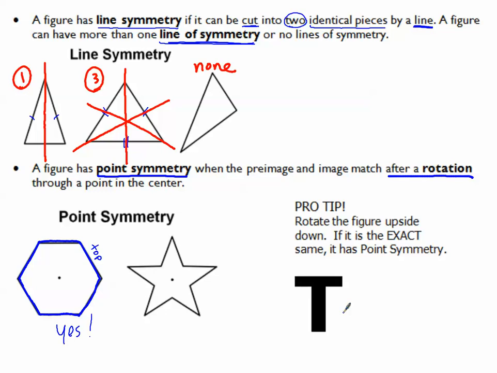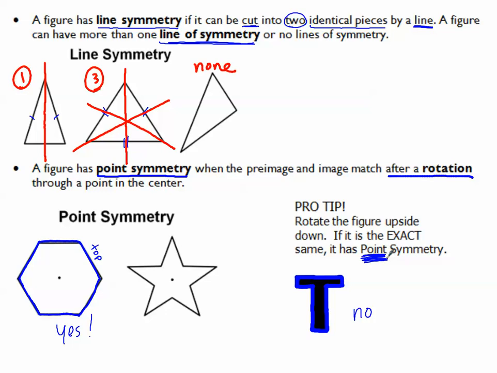What about this one? Well, let's try something similar like I did before. I am going to outline this. And now I'm going to try to rotate it about its center. Does it look the same again? Not yet. Now it's an upside down T, and it doesn't look the same again until we get all the way back around to the beginning. Sorry, this one does not have point symmetry.